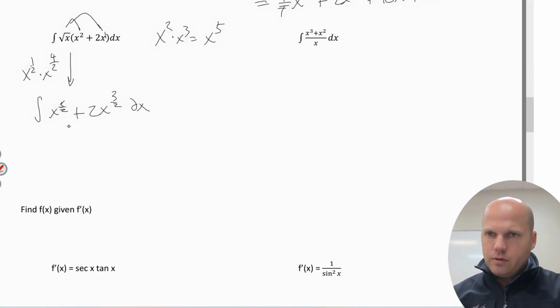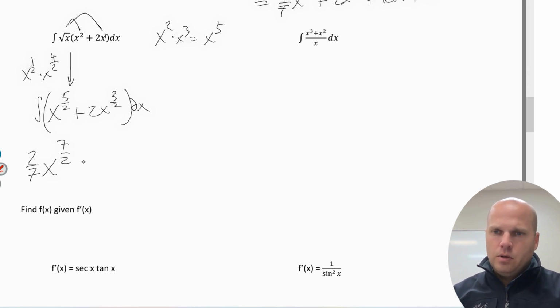Sorry for the messiness. Add 1, multiply by the reciprocal. Leave the constant, add 1, multiply by the reciprocal. Worry about the constants now.